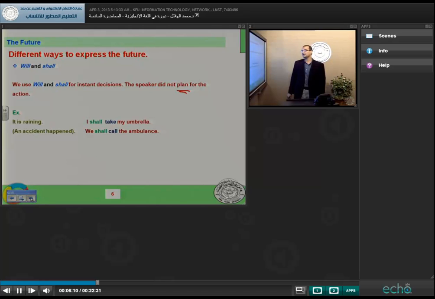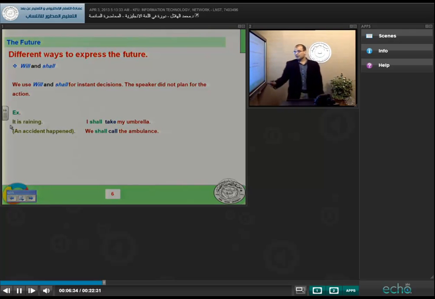Let's take an example. Let's think of a context where it is raining. I shall take my umbrella. Imagine a situation where the rain starts to fall. It does not take you time to think, oh, shall I take my umbrella or not? No, I shall take my umbrella. So the decision is instant. It happens immediately, according to the speaker.